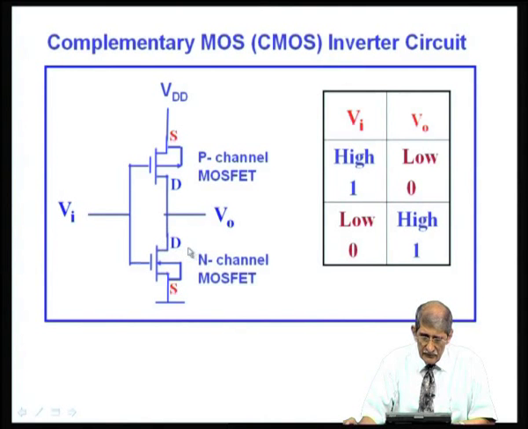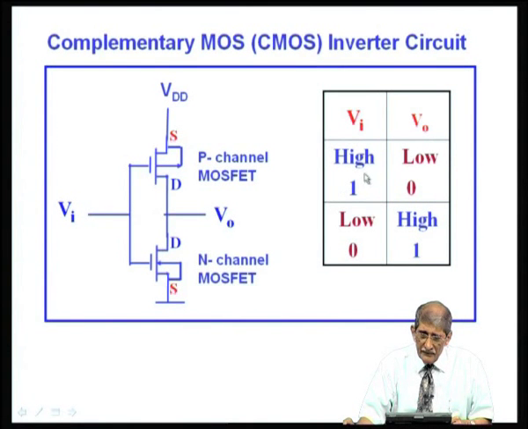Since this switch is open, there is no current flow. Since this path is closed, VDD will appear here. So, what we say is, if this input is low, this switch will be off, this switch will be closed. So, V naught will be equal to VDD. Input low, output is high. Input is 0, output will be VDD. It is inverting the input.